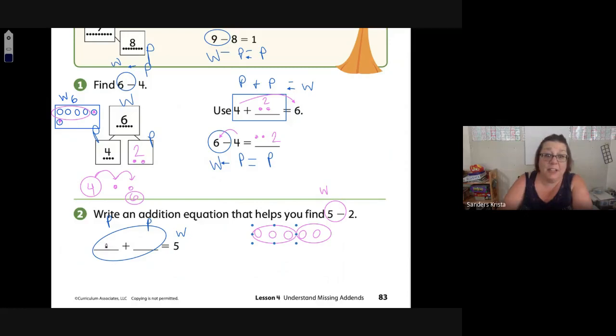3, right? So 2 was the part that I knew. 2, count on to the whole. 2, 3, 4, 5. Just another way to count. 3, 4, 5. So the missing part is 3.